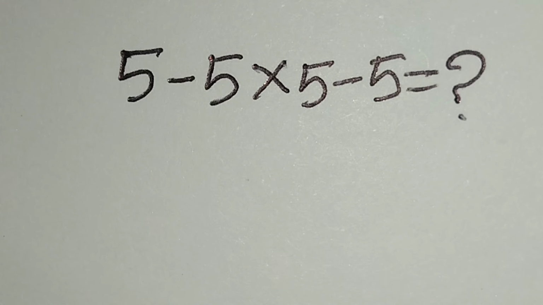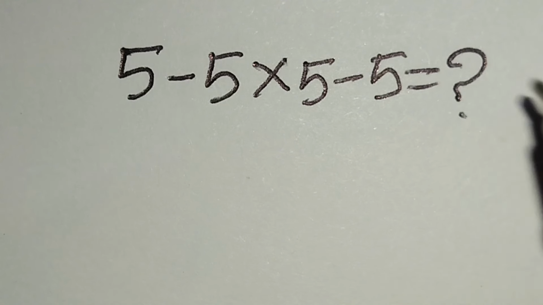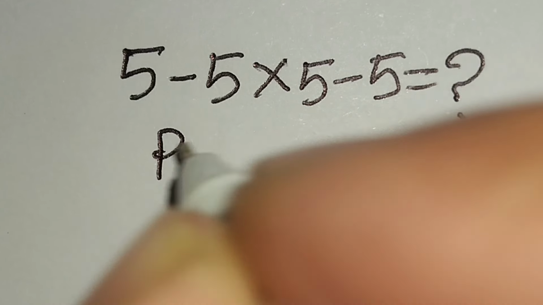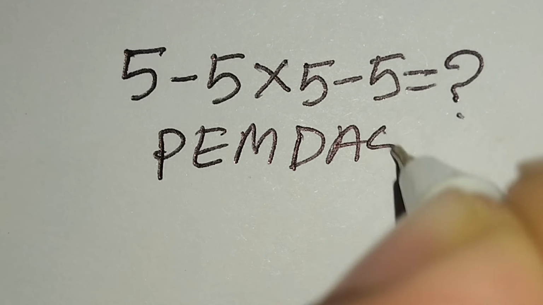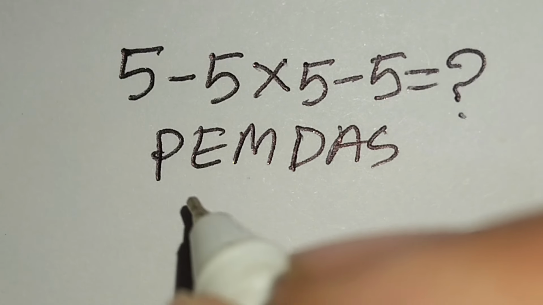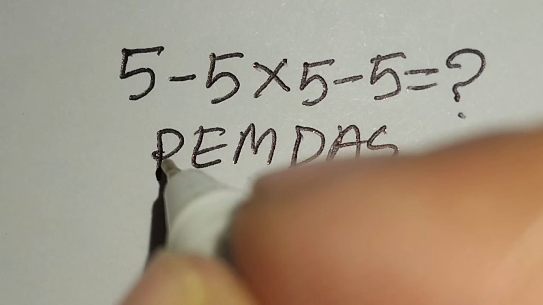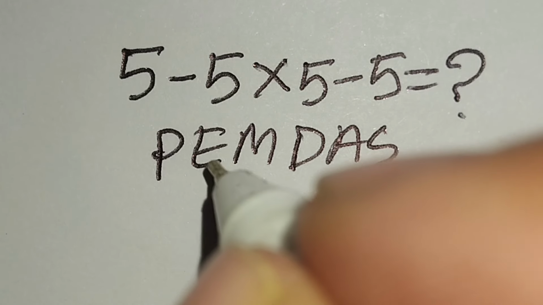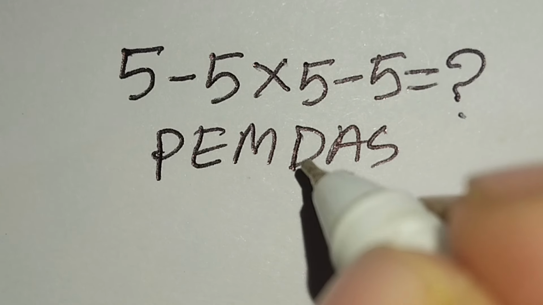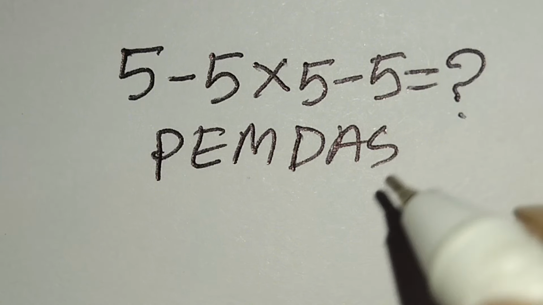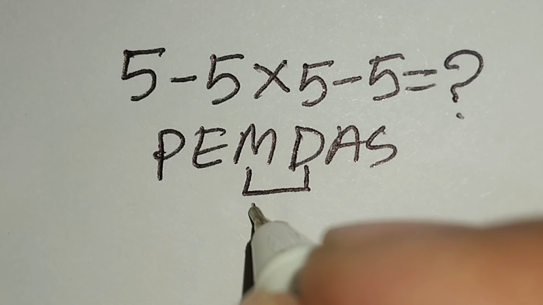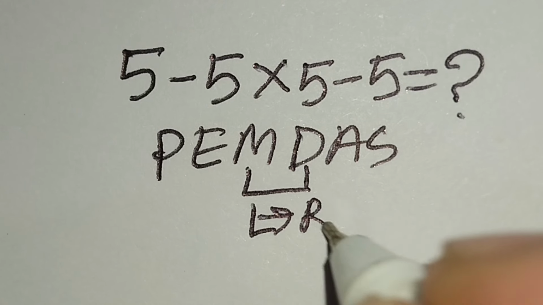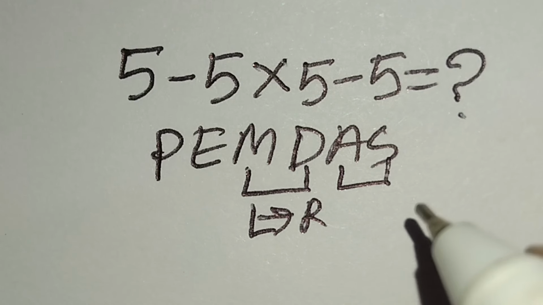Now I will apply PEMDAS rule to solve this math correctly. PEMDAS, PEMDAS. According to PEMDAS rule, at first we have to work with parentheses, then exponent, then multiplication or division, then addition or subtraction. Remember, multiplication and division have same priority. For this we have to work left to right, and addition and subtraction have same priority.